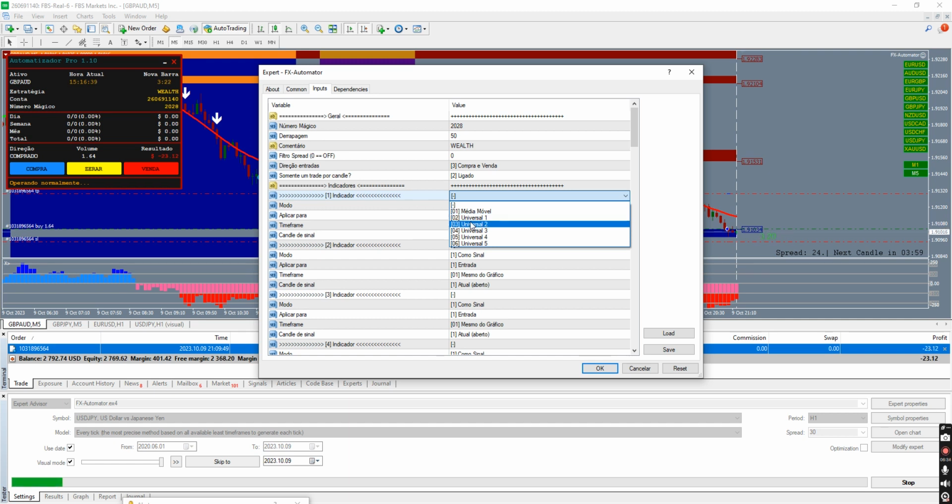See that universal, that means custom indicator. That's the meaning of universal. Custom indicator of 1, 2, 3, 4, 5. You have 5 custom indicators. Okay, so if you click the first one, you can click on it.